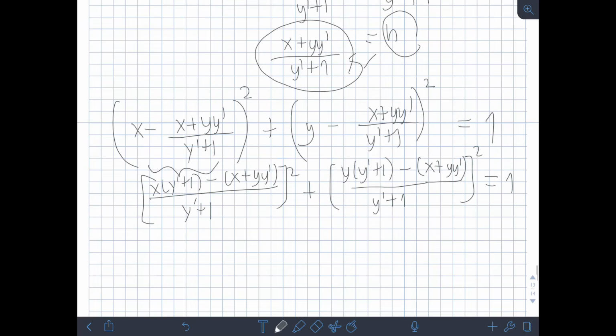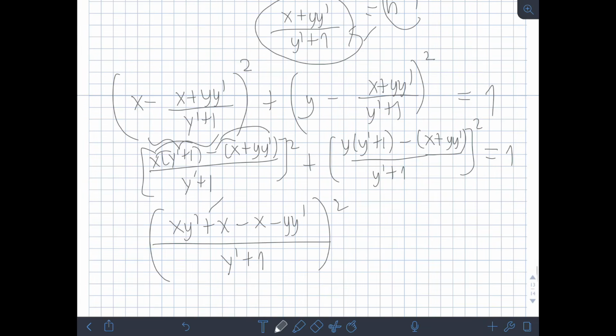equals 1. Simplify natin. So, dito muna tayo, distribute natin tong x, magiging xy prime plus x, and then itong negative, distribute natin, negative (x minus y prime) over (y prime plus 1), then squared. Plus, ito rin, distribute natin itong y, magiging yy prime plus y, itong negative distribute, minus x minus y prime over (y prime plus 1), quantity squared equals 1.